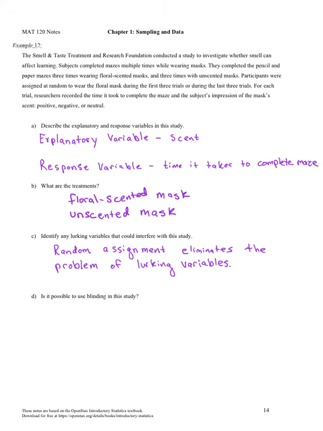And letter D, is it possible to use blinding in this study? In this case, it's likely the subjects will clearly know whether they can smell the flowers or not, so the subjects probably are not blinded. However, the researcher timing the maze might be blinded. It's possible they will not know which subjects are wearing the scented masks or the unscented masks.